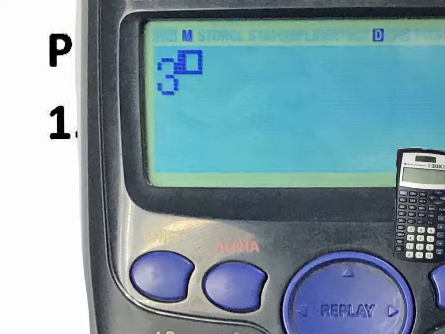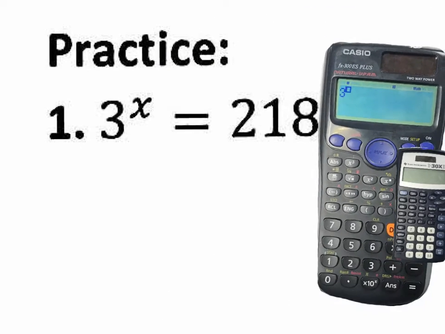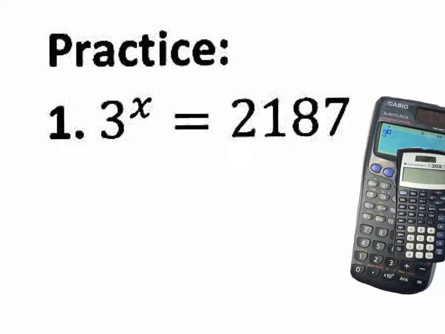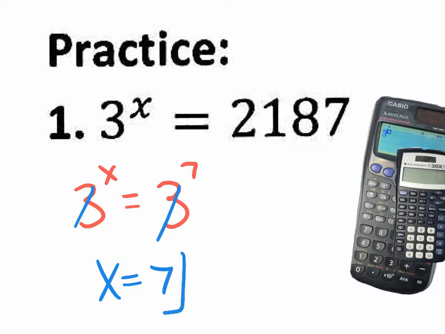7? So what do you get when you put a 7 in there? 3 to the 7th power. That's the answer? Okay, so if you type in 7, you'll get that exact answer. So let's rewrite it. We have 3 to the x equals 3 to the 7th. So what could you do now with those bases? Scratch them out. What's your answer? X equals 7. Done.